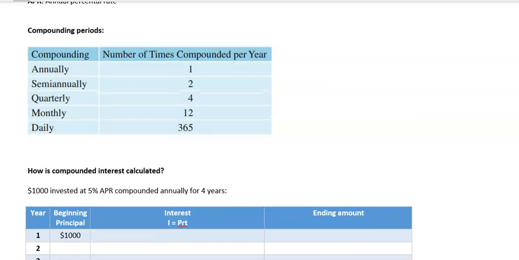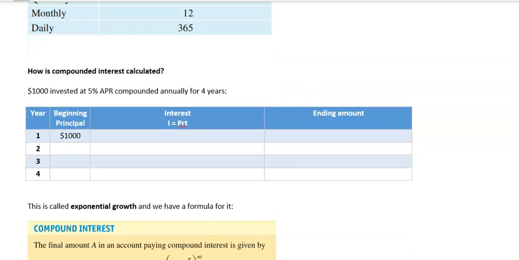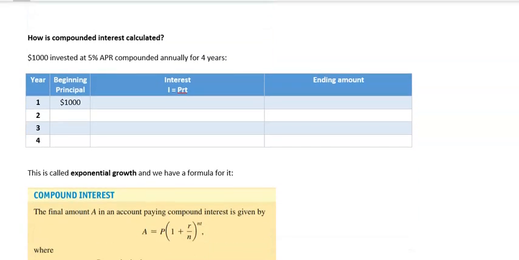So let's look at how we're going to do this. So how is compounded interest calculated? So that's what we're going to look at right now. All right, so we're going to start with $1,000 invested at 5% APR, compounded annually for 4 years. So we're doing annually because it's a simple example, but it's not very realistic actually. All right, so remember that interest is PRT.